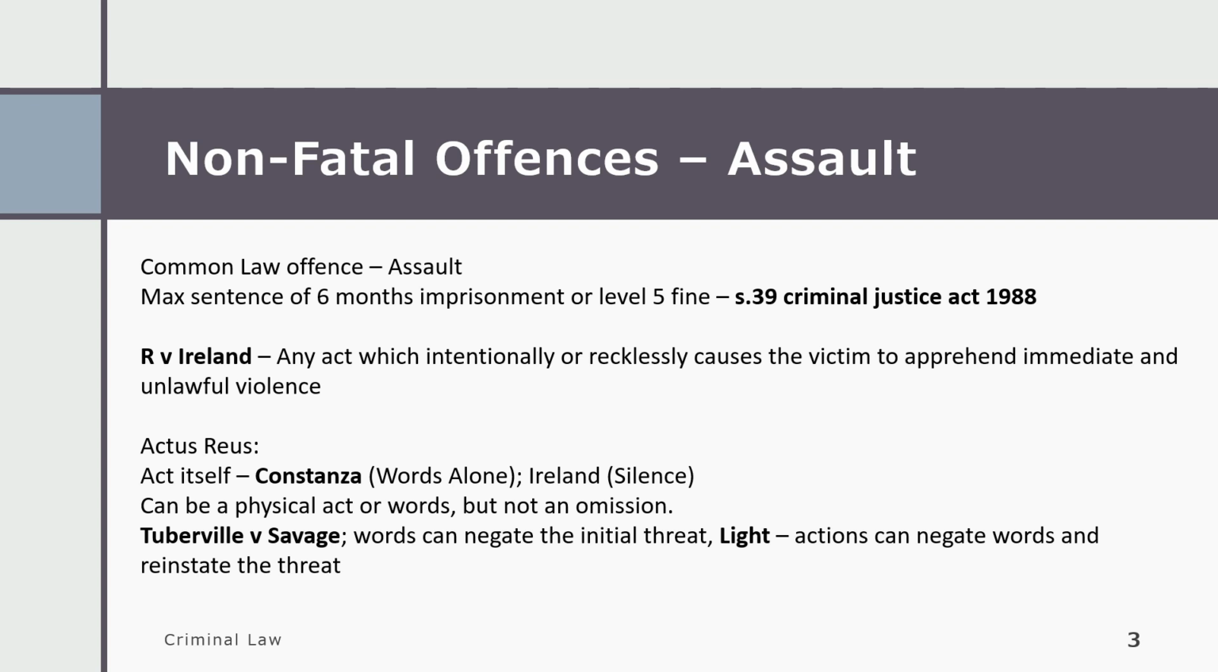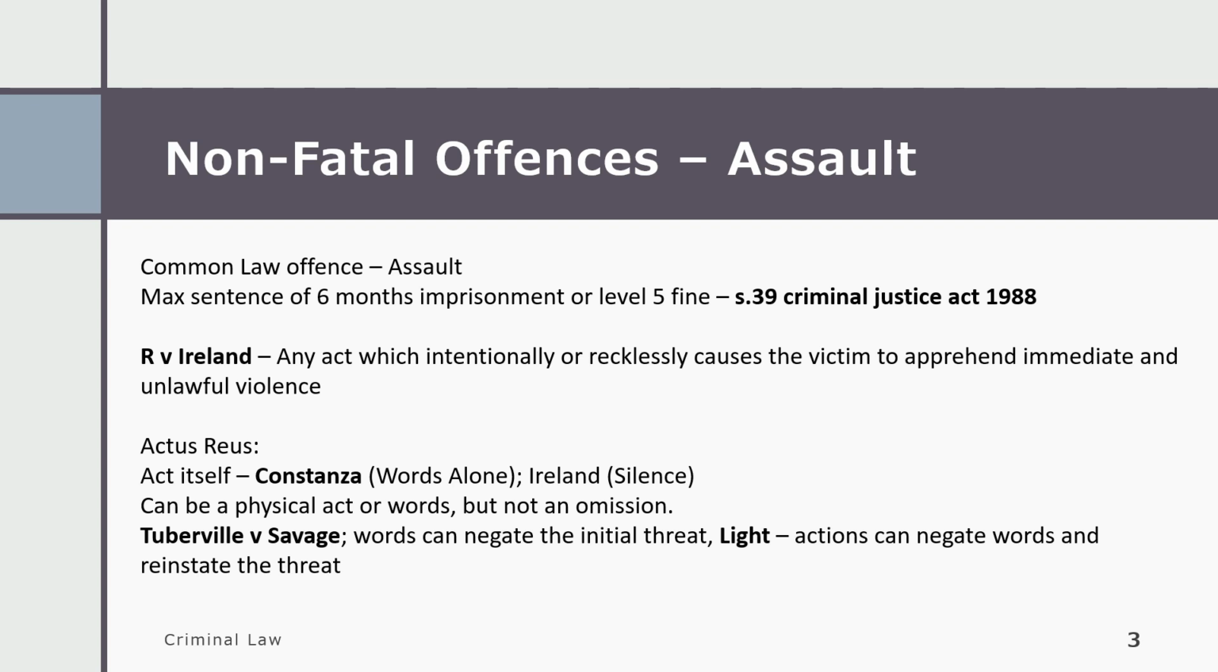So R v Ireland defines assault as any act which intentionally or recklessly causes the victim to apprehend immediate and unlawful violence. So when you're writing your essay, you obviously separate it into its elements. For the actus reus, you focus on the act itself first. The case of Constanza deals with words alone. Ireland deals with silence. So also, the actus reus for assault can be satisfied through a physical act or words, but it cannot be through an omission.